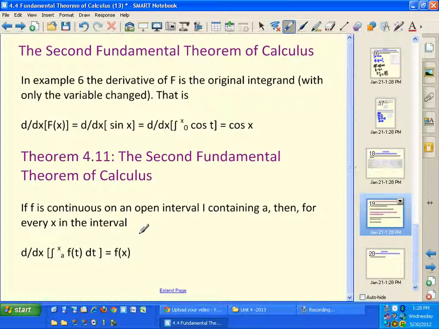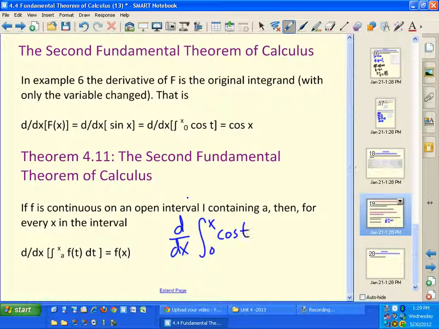And so you can see if I take the derivative of this, the only thing that changes is the t goes to an x. You might be asking, where does the 0 go? Well, let's do this slowly here. If I take the derivative and then the antiderivative of this, it would look something like this.